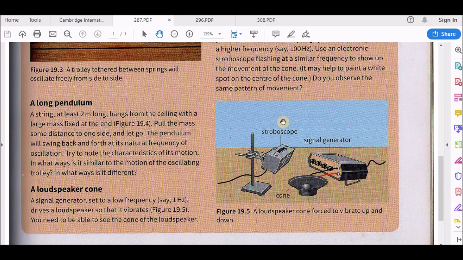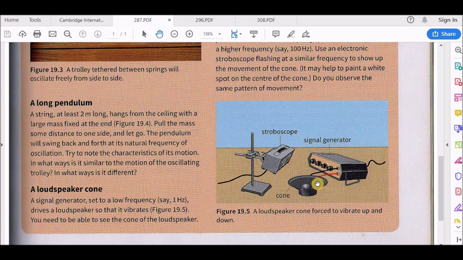Again, if you are not familiar with the stroboscope, you can search online. There are several videos where they show you how to use this stroboscope and how to set the settings. There is an example.